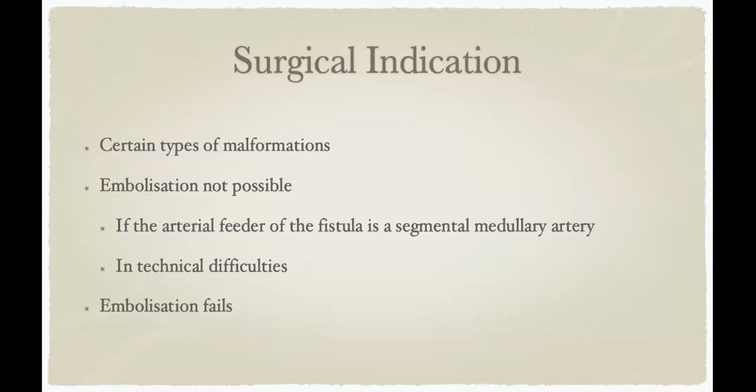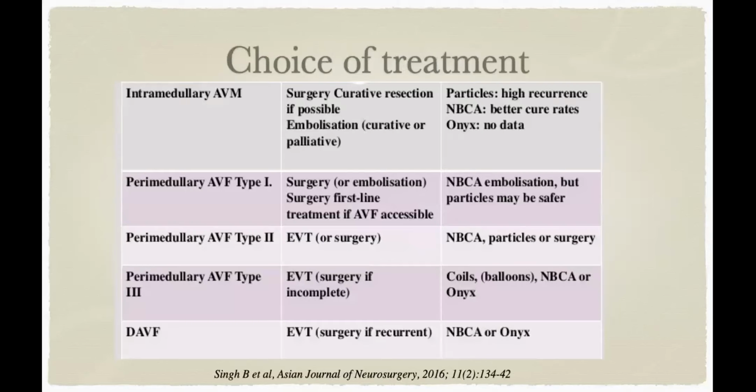So surgical indications are basically type 1 and type 4 types of AV fistulas, and even type 2 AVMs can also be tackled surgically. Embolization is not possible if the arterial feeder is a segmental medullary artery, that is, it is supplying the cord, then you cannot do an embolization. And in cases of technical difficulties or failures, then surgery is advisable.